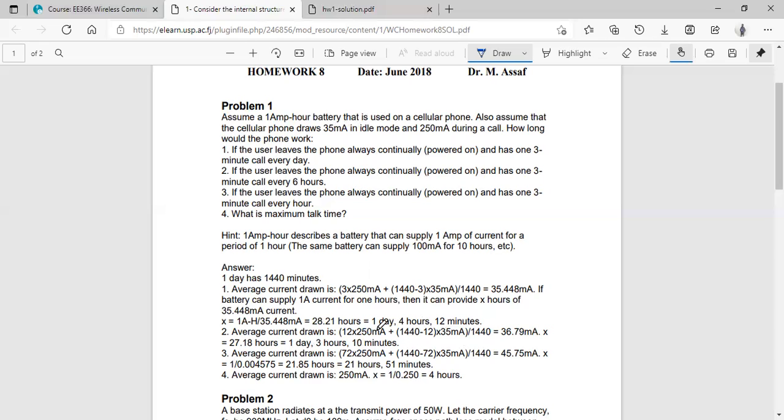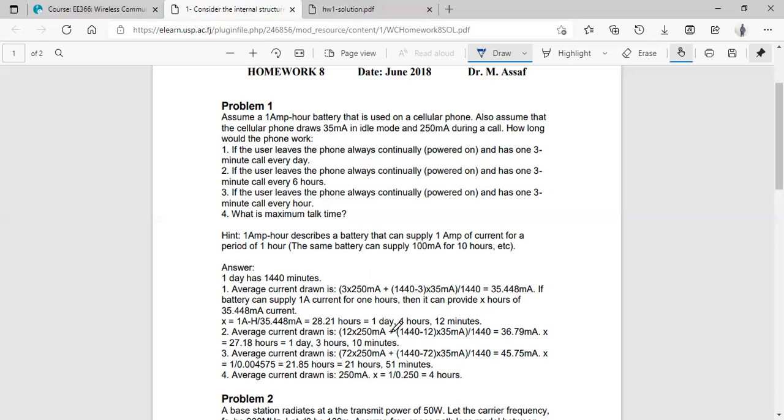We can also say that the total minutes of operation for the call plus the total minutes of operation for the phone to be idle, right? So the total time, or dividing by the total time in this particular case, will give the average current needed for this particular user's requirement, right?